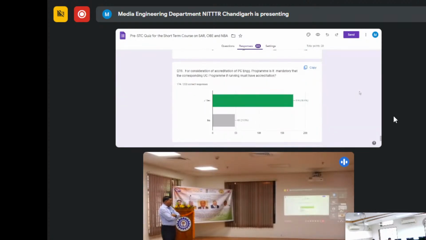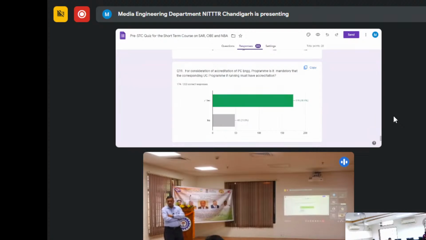Next question: for consideration of accreditation of a PG engineering program, is it mandatory that the corresponding UG program, if running, must have accreditation? 78.4% people gave the correct answer. It is mandatory.